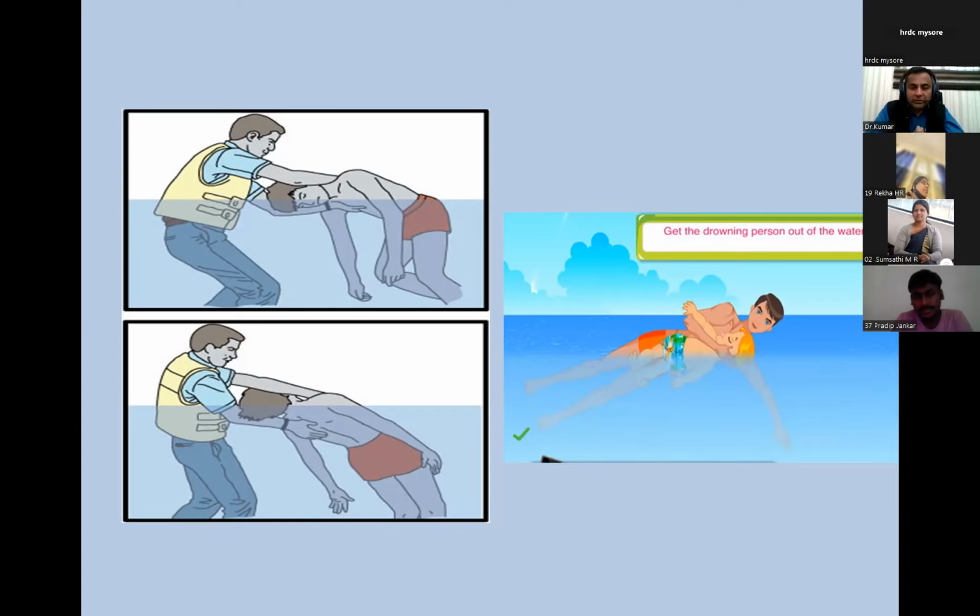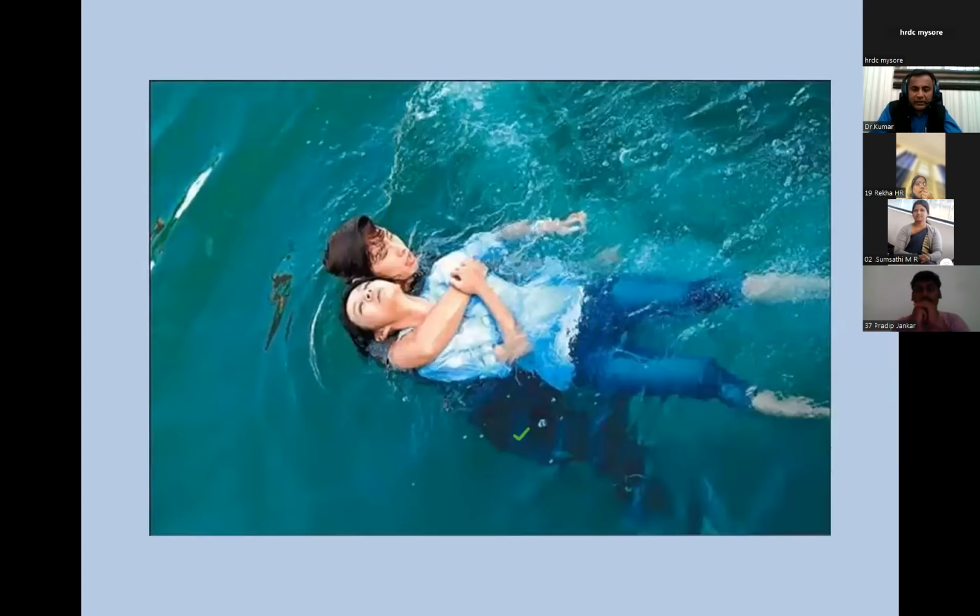How to do the non-contact rescue? Using a rope, using a cloth, using a stick, you can rescue a person. But if you're doing a contact rescue, you have to enter the water. So remember that when entering the water to save a life in case of any emergency, approach from behind, not from the front.